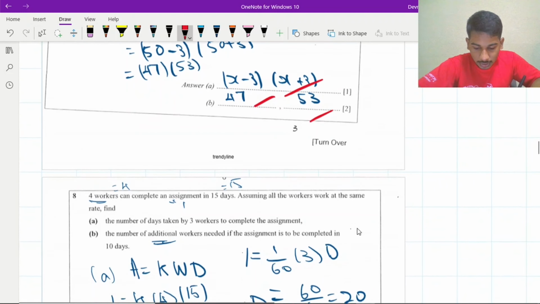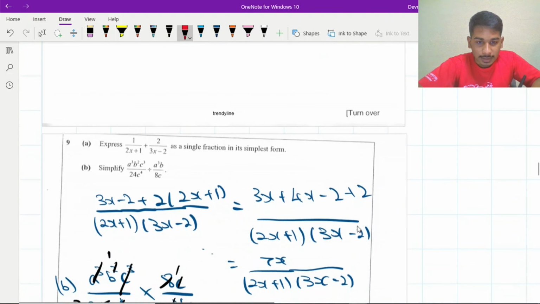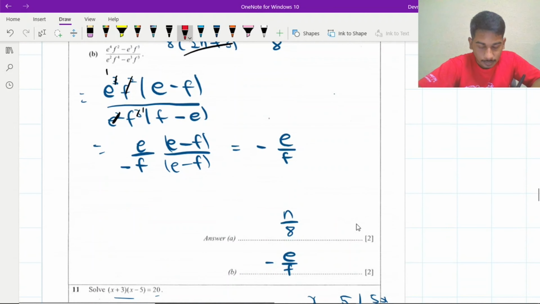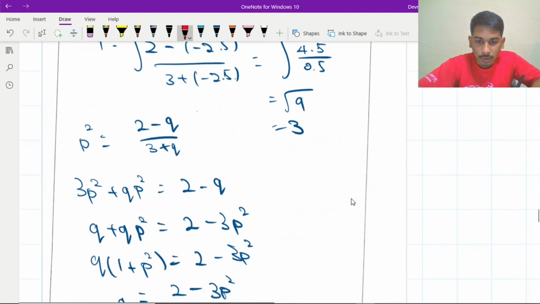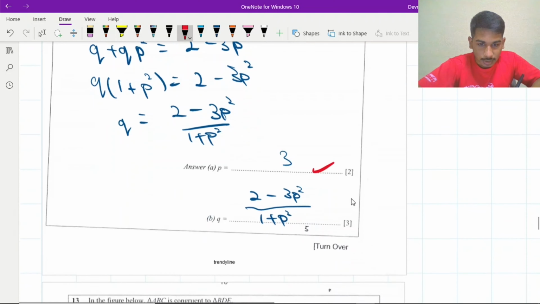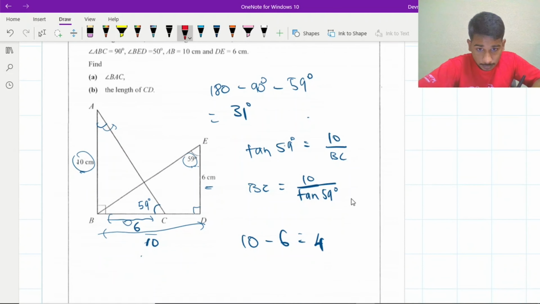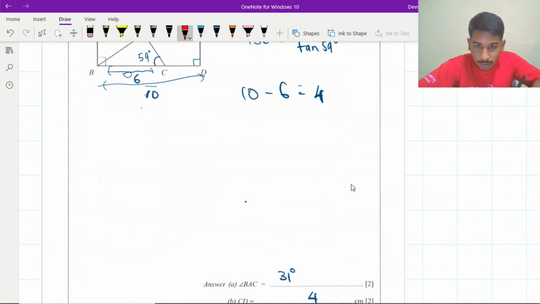Next one is 20 days. And 2 additional workers. Good. And then 7x over that thing. Yeah. And then b over 3. n over 8. e over f. 7 negative 5. 3. Good. Oh, no. Oh, it's perfect. Cool. Okay, so this is n over 8, is it? No, yeah, n over, huh?